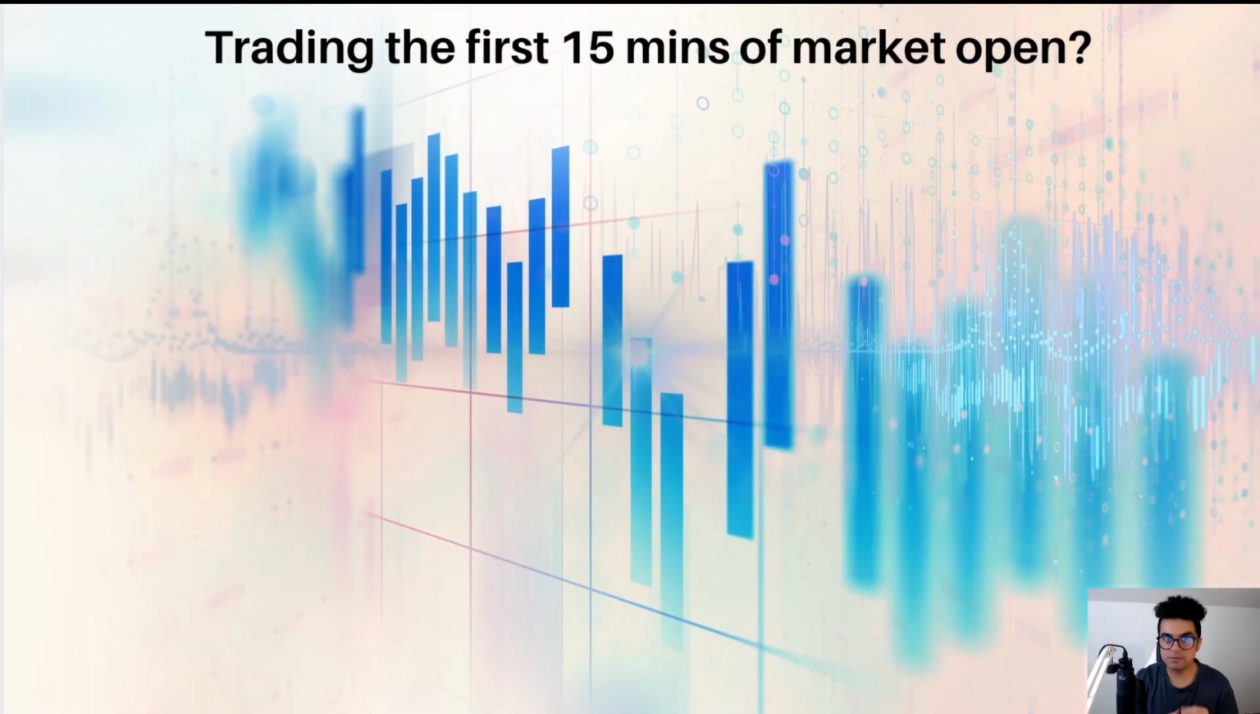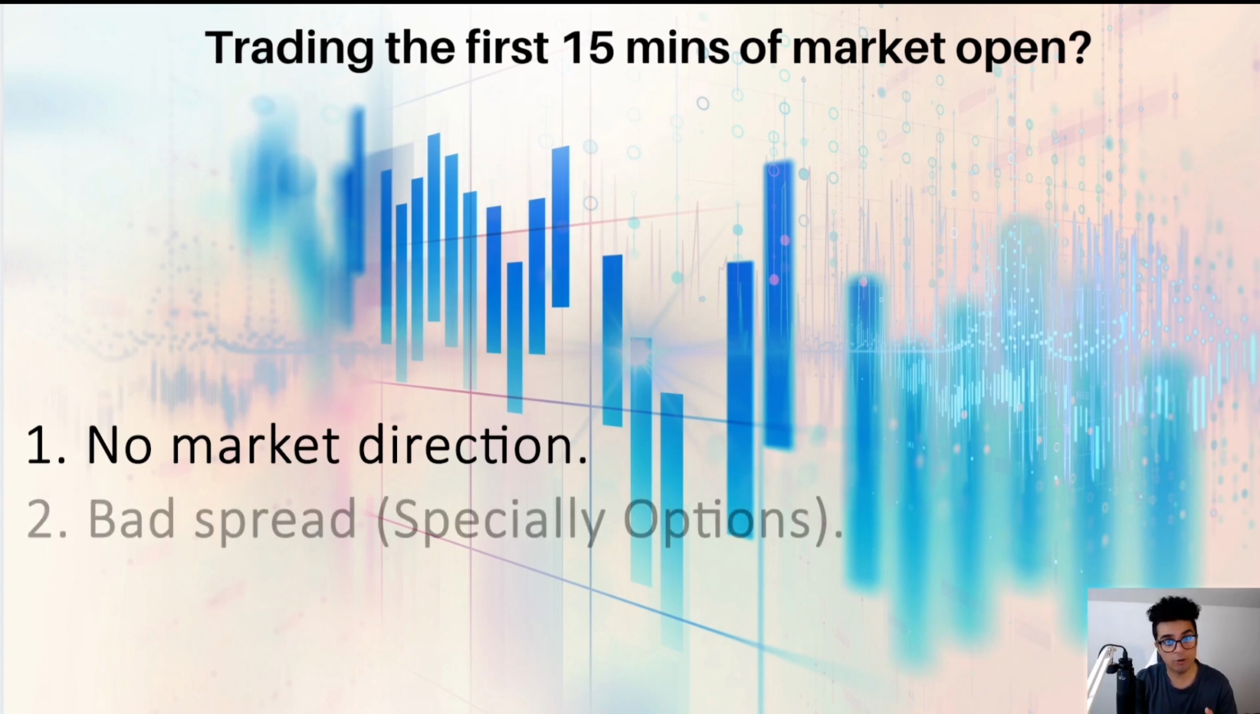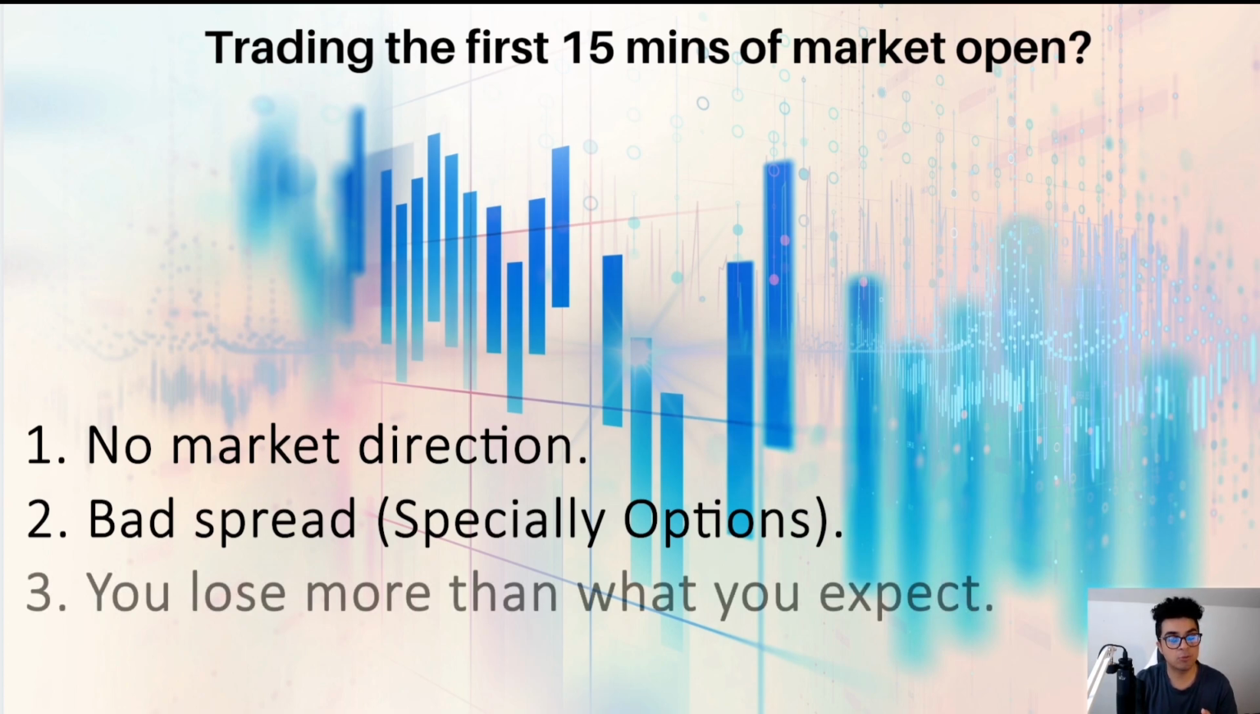Now, if you're trading the first 5, 10, 15 minutes of market open, you need to understand that you don't have a market direction. The first thing is that there's no direction on SPY. There's no direction on the stock you are trading. The second thing is that if you're trading options, the spreads are insane because you're gonna lose a lot more than you expect to. The third thing is that you can't be hopeful in the first 5, 10, 15 minutes. You need to cut your losers quick because if you hold on to your losers in the first 15 minutes, then you're just going to play catch up for the rest of the day just to make it green, and it's not worth it in my opinion.